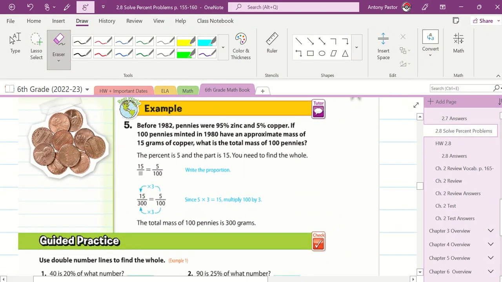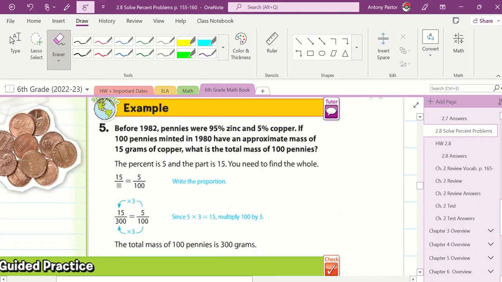So let's do one example, and we're going to call this one a video. Before 1982, pennies were 95% zinc and 5% copper. If 100 pennies minted in 1980 have an approximate mass of 15 grams of copper, what is the total mass of 100 pennies? The percent is 5 and the part is 15. You need to find the whole.